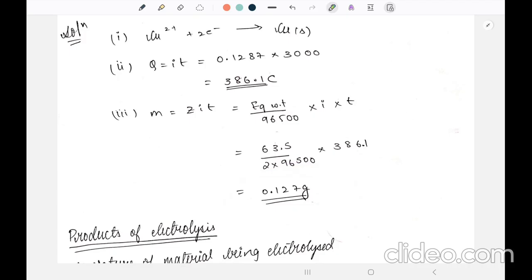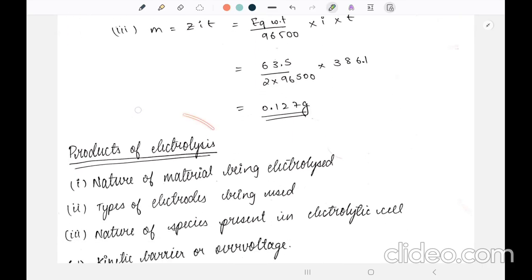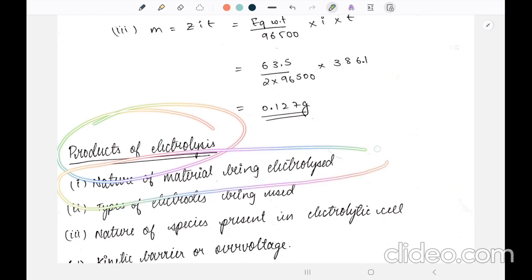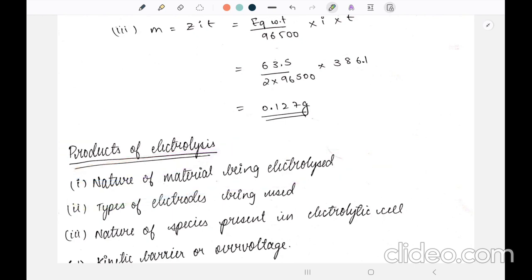Now the products formed during electrolysis will depend on the following factors. The first factor is the nature of the material being electrolyzed. The products of electrolysis depend upon the standard electrode potentials of the material or the electrodes. Also, the nature of the electrolyte will help us in the process of electrolysis.